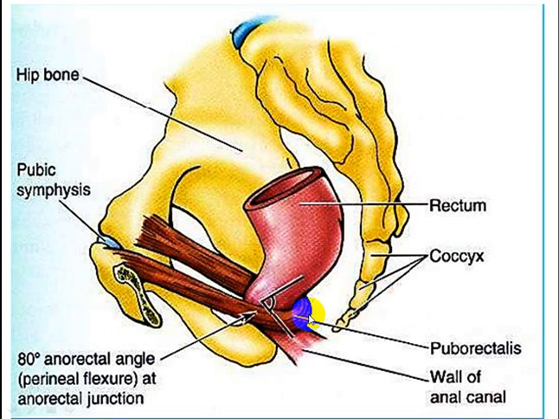This diagram shows the puborectalis muscle surrounding the anorectal angle, making an 80-degree angle that maintains the function of the rectum, that is to say a continent rectum, that can preserve the fecal material on urge. Any injury or weakness of this muscle may cause fecal incontinence.